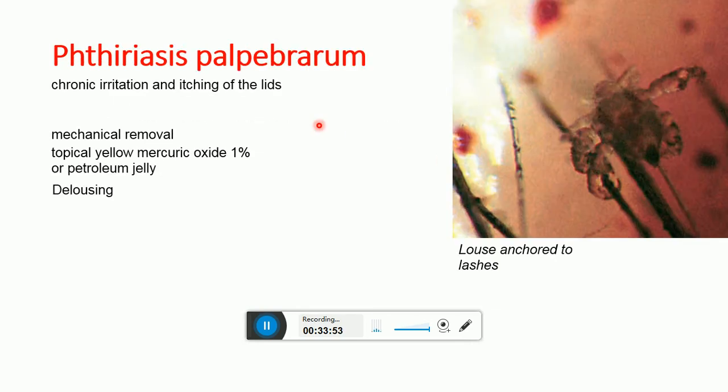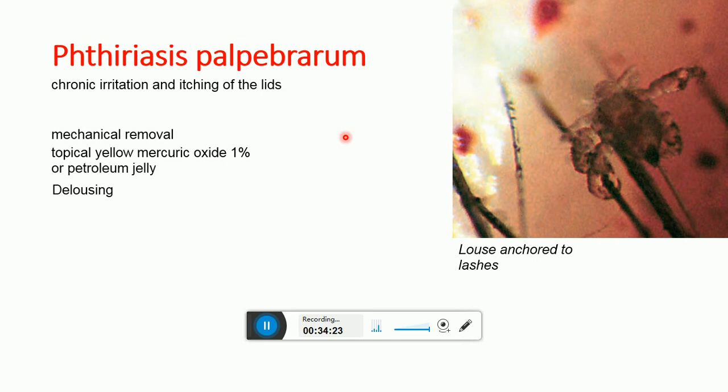The next infection is Phthiriasis palpebrarum. Phthirus pubis is a crab louse. It is adapted to living in pubic hair, but it is also commonly found in other hair covered areas of the body such as the chest, axilla and eyelids. In the eyelid, it is known as Phthiriasis palpebrarum.